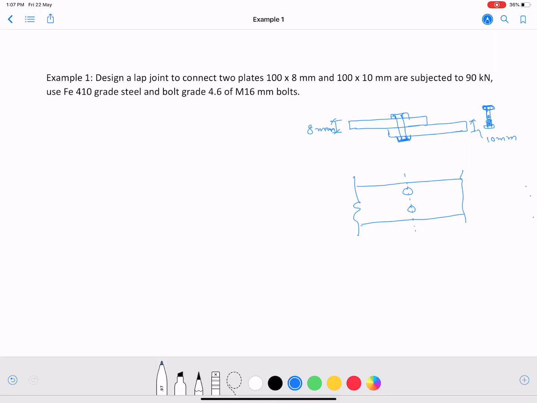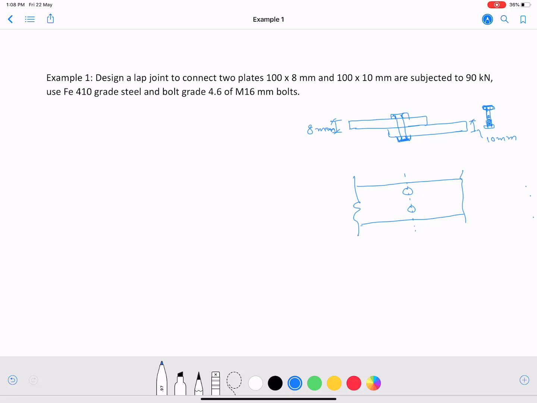Connection design example 1. Let's consider in this example, design a lap joint to connect two plates, 100 mm by 8 mm and 100 mm by 10 mm. These are subjected to 90 kilonewtons. Use Fe 410 grade steel for plates, and the bolt grade is 4.6, with M16 bolts used.